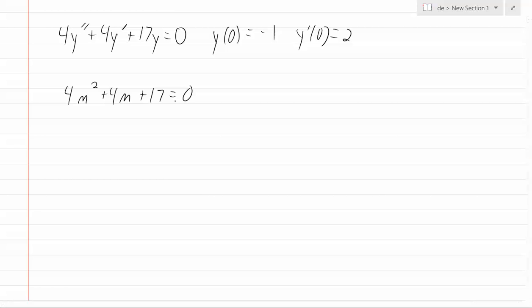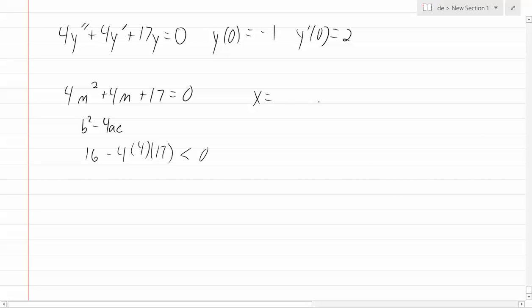Before you try to factor, you may want to see what b squared minus 4ac is equal to. That tells you what type of solutions you're going to have. So it's going to be 16 minus 4 times 4 times 17. That's going to be 16 minus a big number, so that's less than 0. So that means you're going to have imaginary solutions or complex conjugate solutions.